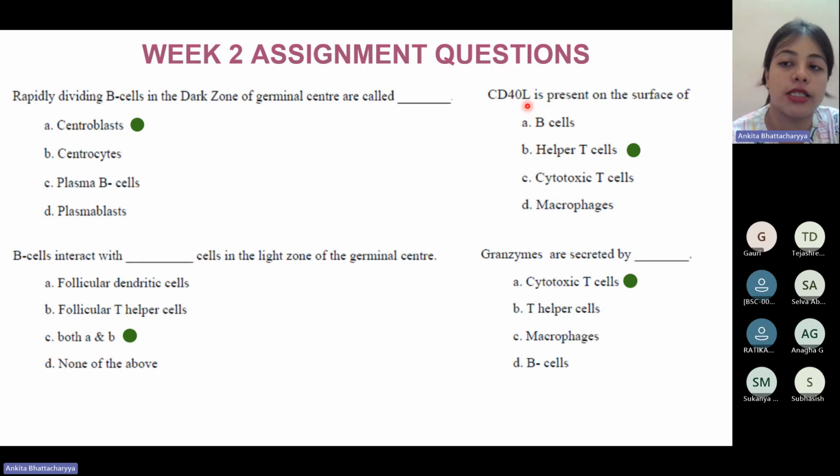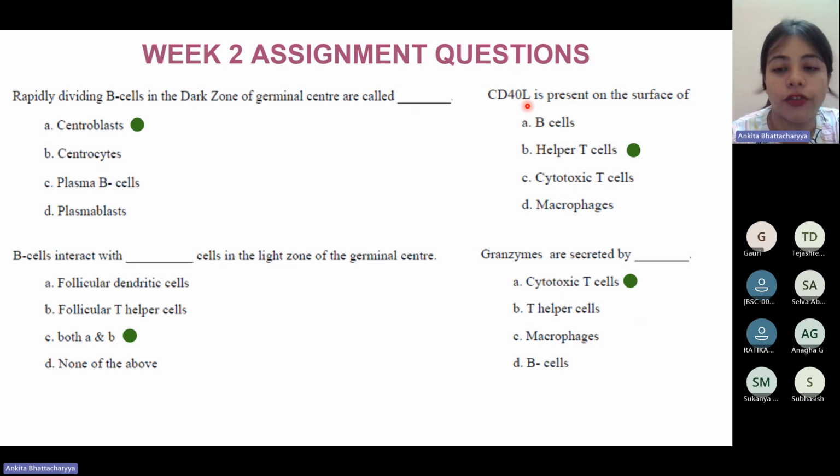CD40L is present on the surface of B cells, cytotoxic T cells, macrophages, or helper T cells. If you remember, there is a schematic for this most probably in the discussion session for the first week, where we had compared the type of cell surface receptors present in TH, TC, and B cells. CD40 was present on B cells, and CD40 ligand was present on the surface of T helper cells. This is a fact-based question, so you can address it directly.